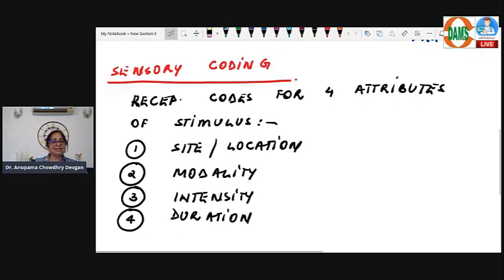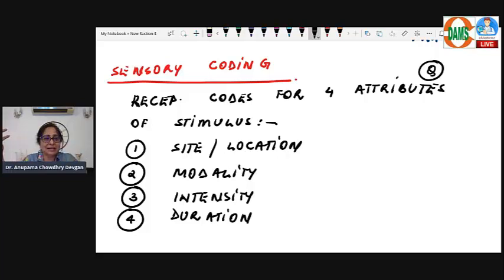Basically, this is what is meant by sensory coding. What are the 4 attributes of a stimulus? Again, this has been asked as a question. That means the receptor gives me information about the 4 important points of a stimulus. A receptor will tell me what is the exact site or location of a stimulus, what is the modality.